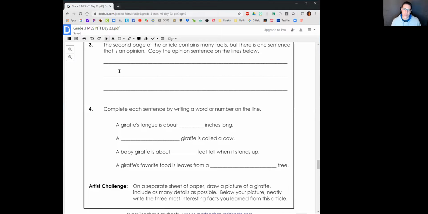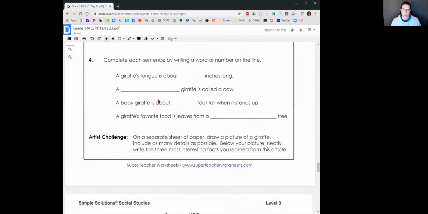Use good handwriting, of course, capitals and periods and good spaces between your words. And then we're going to fill in some words here, going back to the story and looking for that.